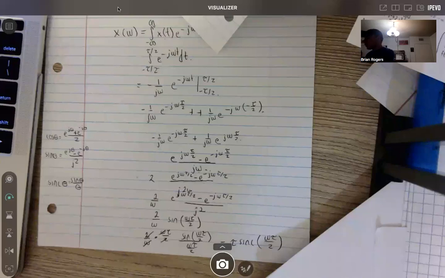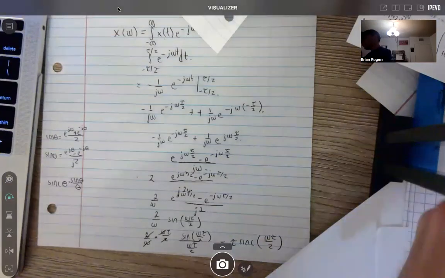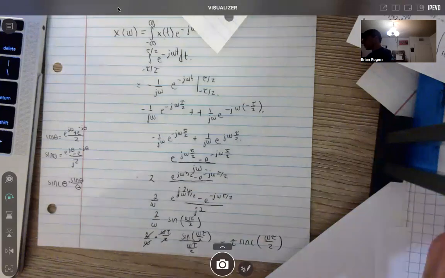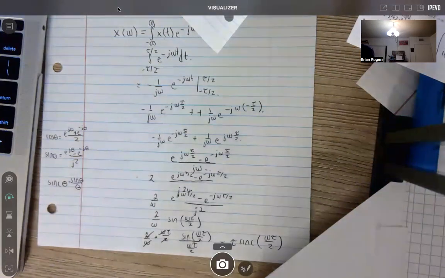Okay, now we got that. Let's look at the Fourier transform of this one guy, and then let's see, is there anything else I want to focus on? All the way up to example 7. So let me see.